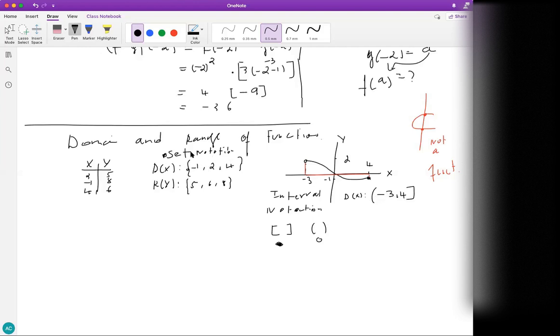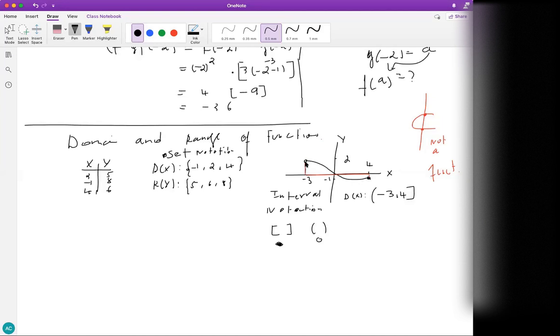Unlike the set notation. The set notation means only these specific values. That's why we use curly braces. Okay, so is 4 part of this interval? Is it included? Yes. Okay, what about -3? Is it included? Is it part of the interval?